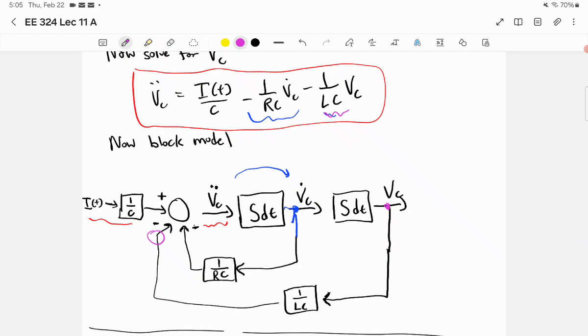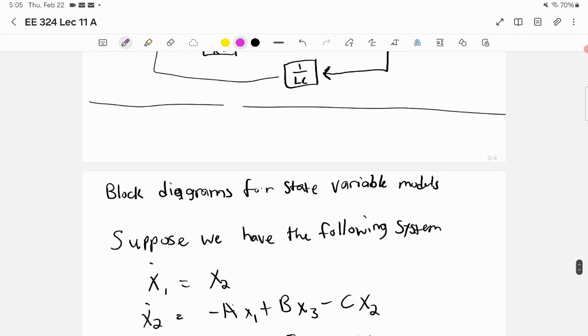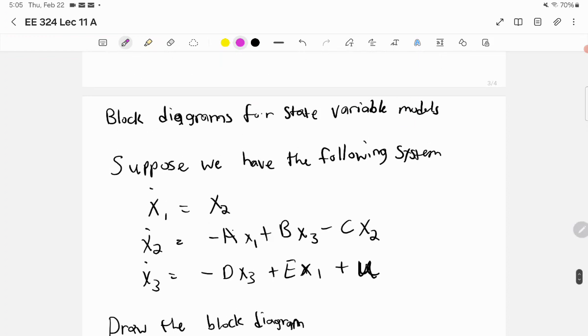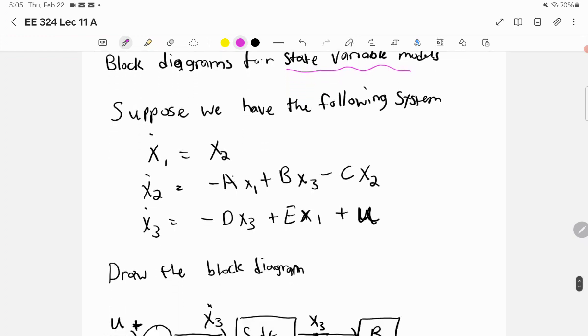Okay, so this was slightly more complicated. This next example is going to be reasonably more complicated. So suppose we have the following system. We have x1 dot is equal to x2, x2 dot is equal to minus a times x1 plus b times x3 minus c times x2, and x3 dot. So now we're in state variable form, right? So we're going to want to be able to make these block diagrams when we're in state variable form. And x3 dot is equal to negative d times x3 plus e times x1 plus u.